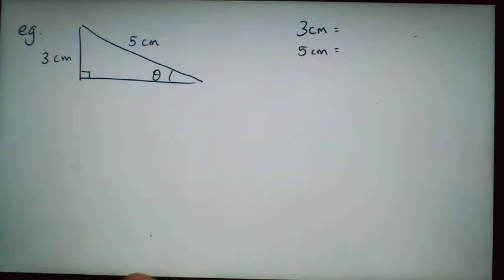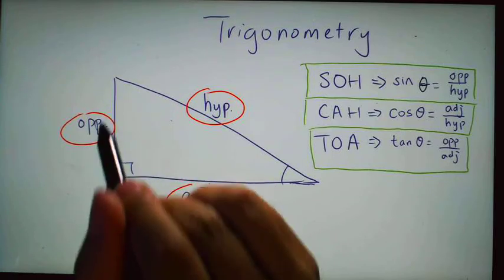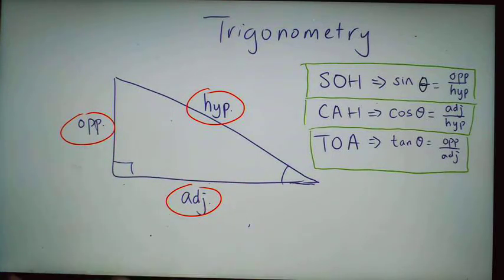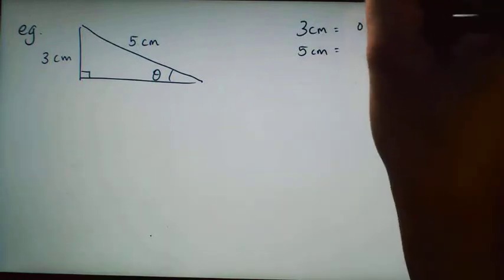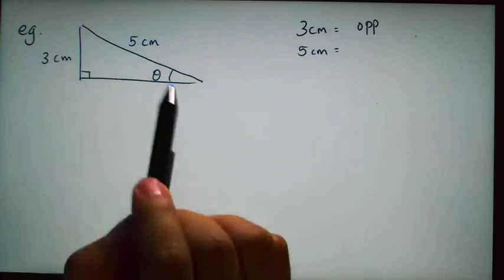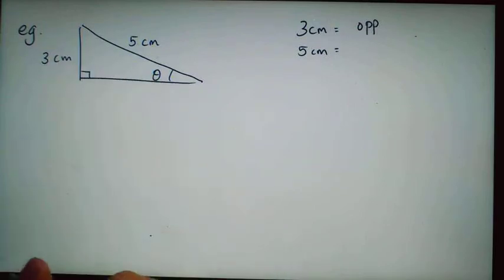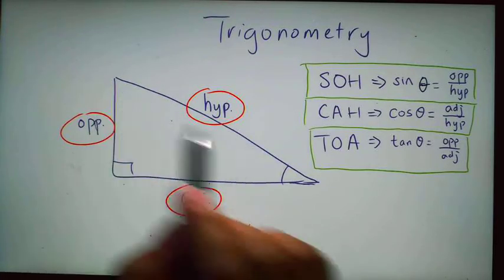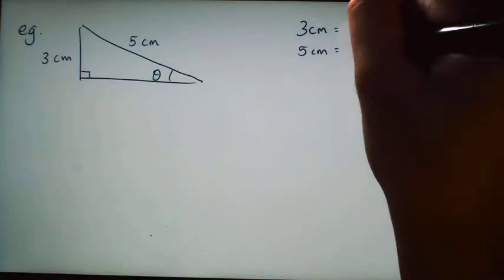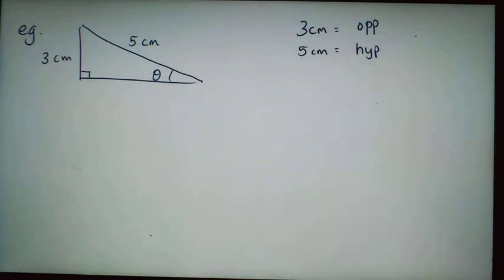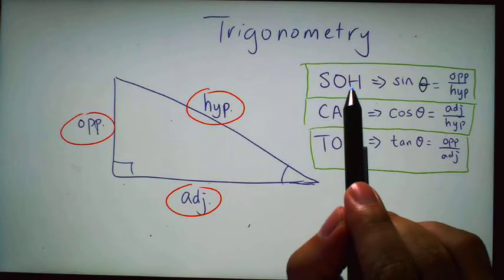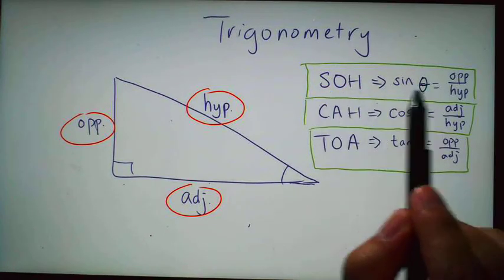Go back to the previous. This is, oh, opposite, isn't it? So 3 cm is the opposite side. And 5 cm, the longest side of the triangle, is the hypotenuse. So we got the information of O and H, so we refer to the formula: O and H, so we use the one which is sine.